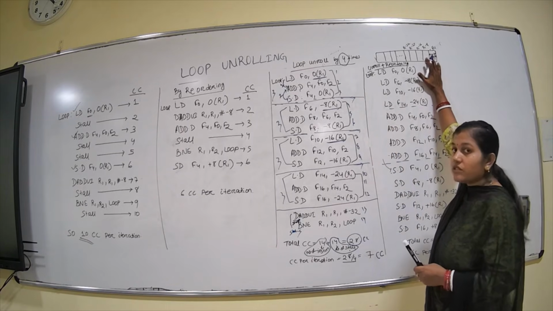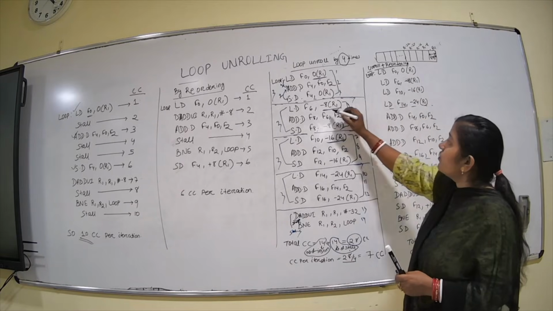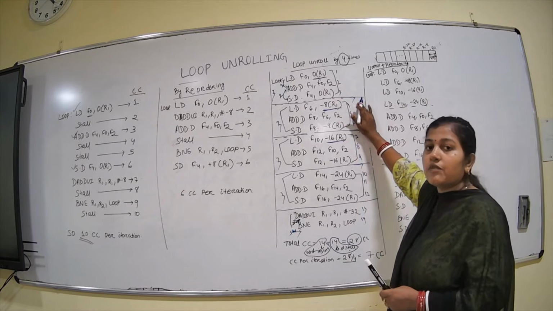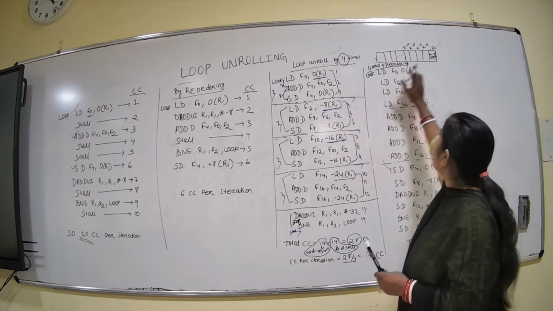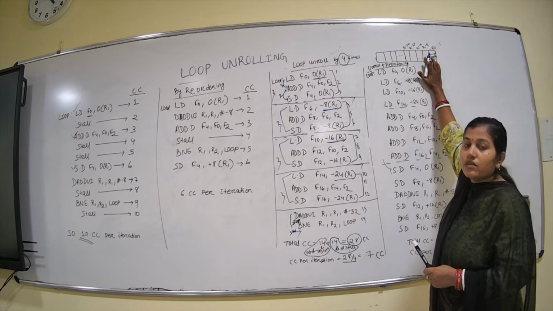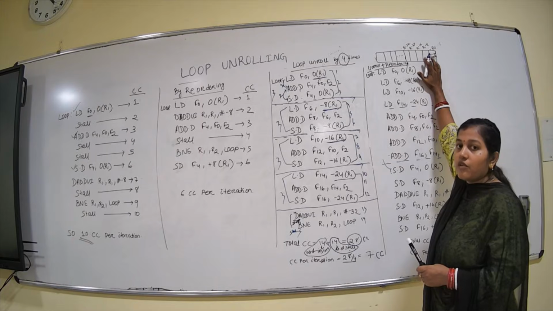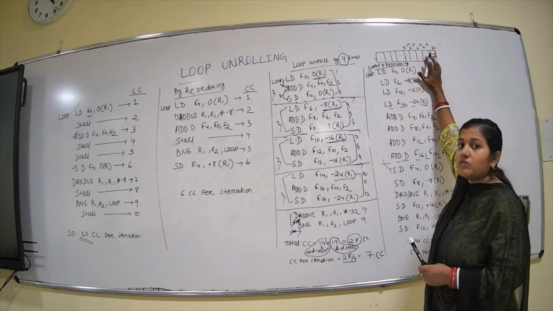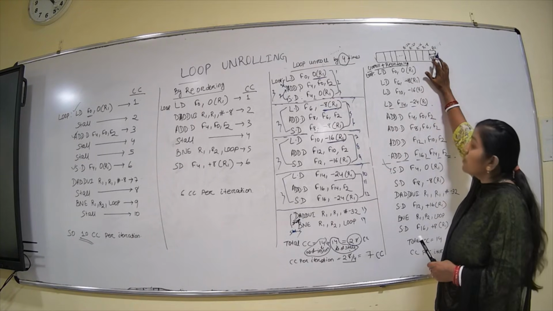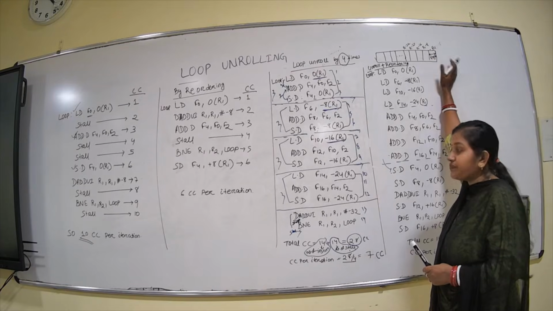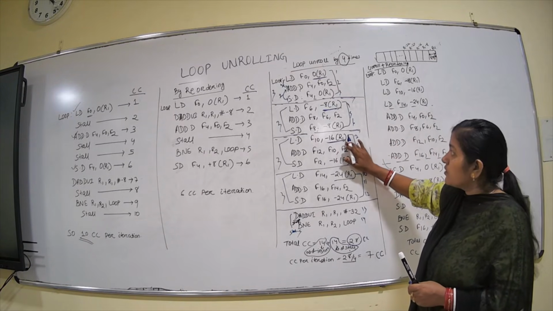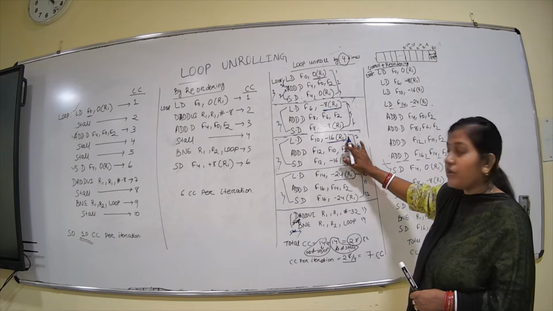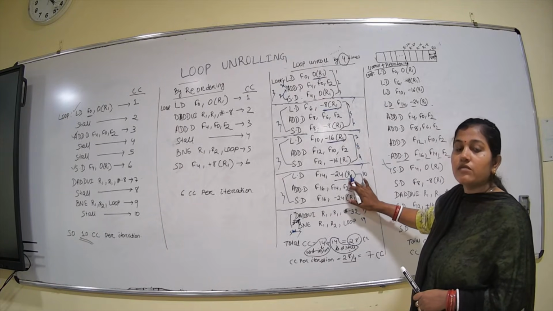So how to access the second last? If you do R1 decrement by 8, that means minus 8 of R1. That will give the address of the second last element, because each element takes 8 bytes. Okay, this is clear. For the third last, it is minus 16 of R1. For the fourth last, it is minus 24 of R1.